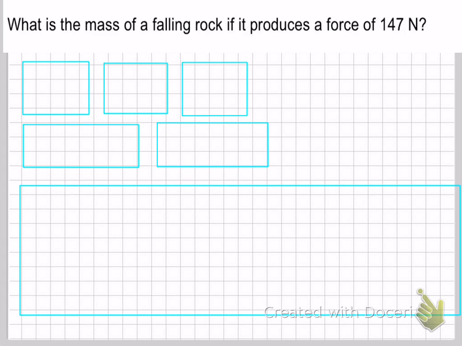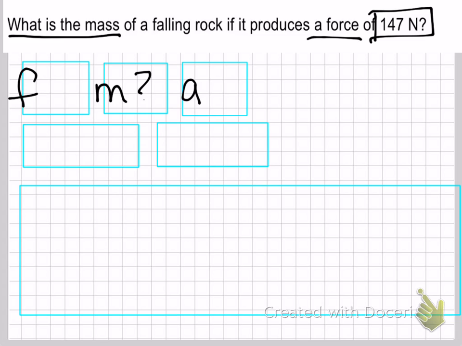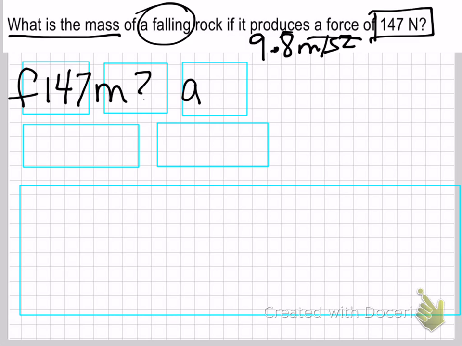Now let's practice with a different problem. This one says, what is the mass of a falling rock if it produces a force of 147 newtons? So we automatically know that mass is the one that's missing. This problem does not give you an acceleration, but if something is falling, it's falling at a rate of gravity, and the rate of gravity is 9.8 meters per second squared. So our acceleration in this case is 9.8.